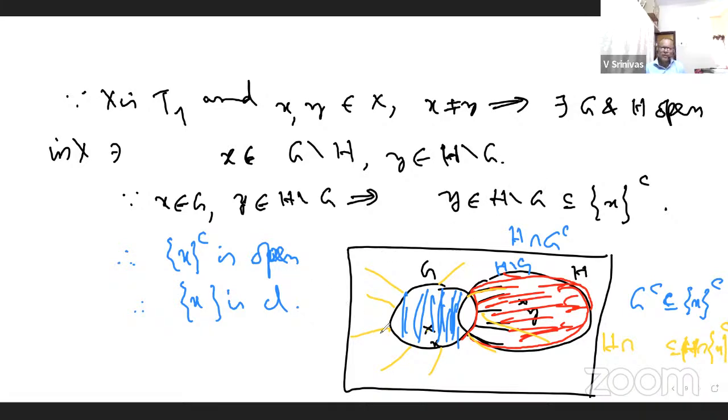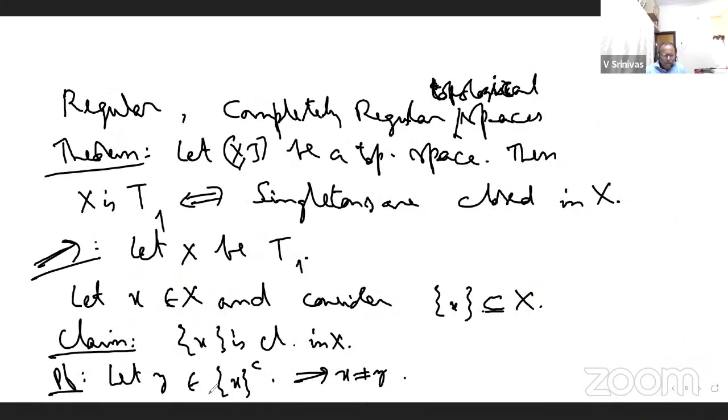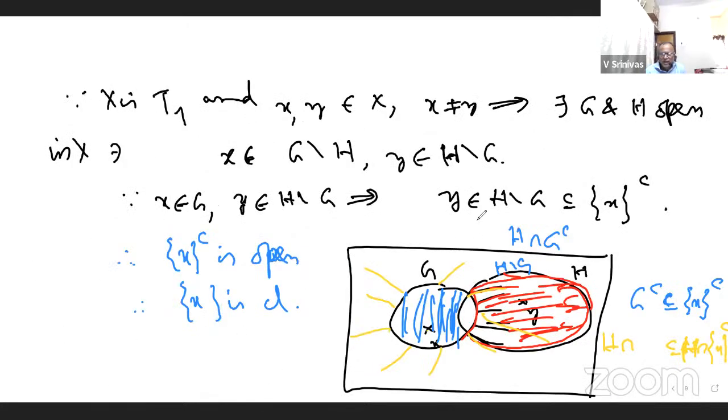So what we have done is we took an element y in singleton x complement, and we are able to show that it is an interior point of singleton x complement. Therefore, singleton x complement is open. Therefore, singleton x is closed.